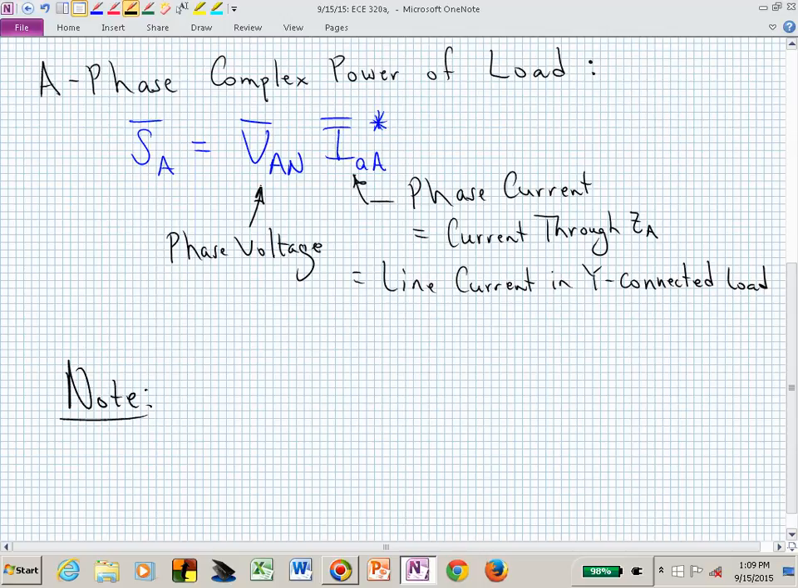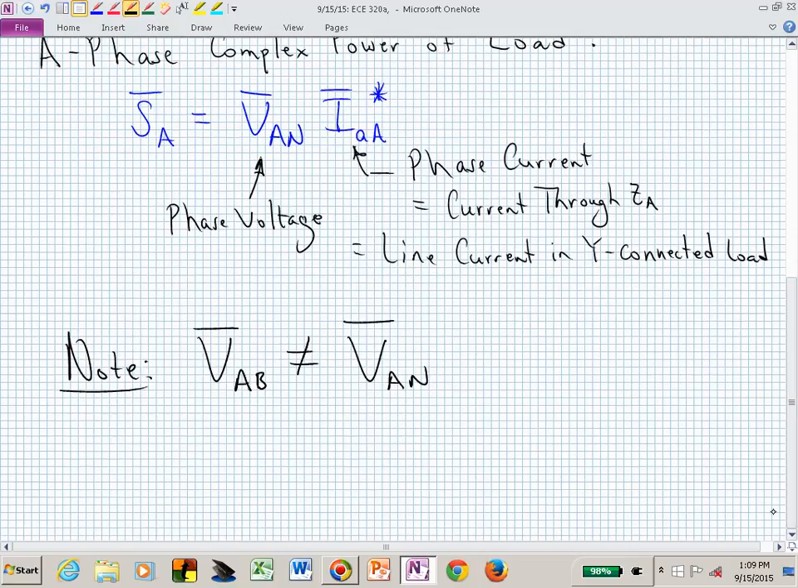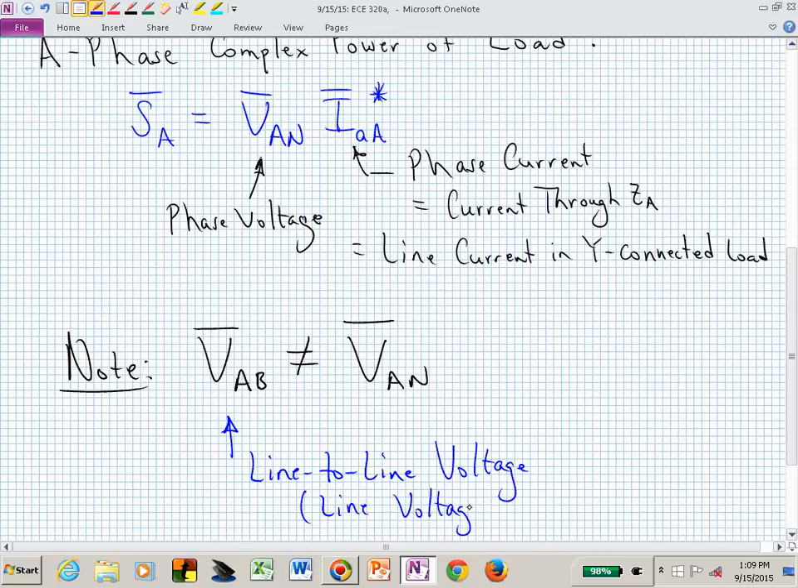So in this particular Y-connected load, V sub AB is definitely not V sub AN. This is the line-to-line voltage, and a lot of times we will just abbreviate that to the line voltage. And this V sub AN is our phase voltage.